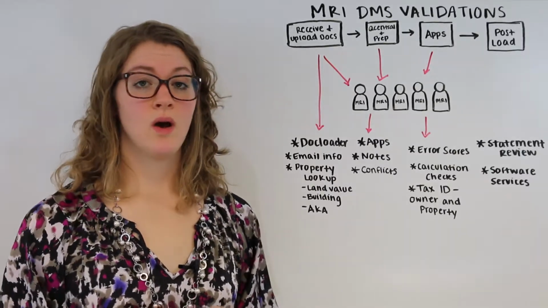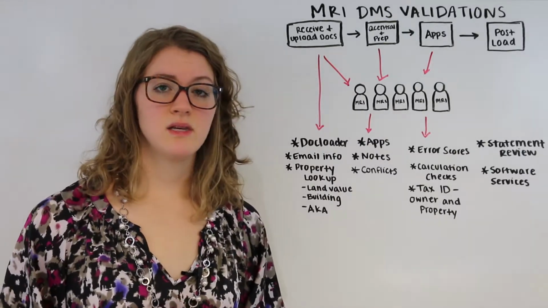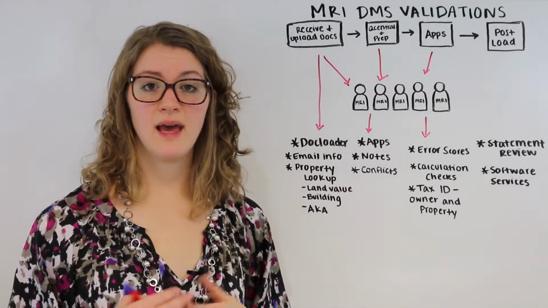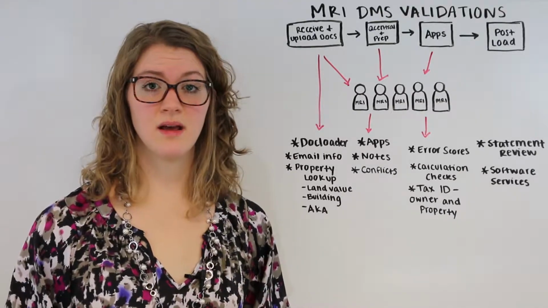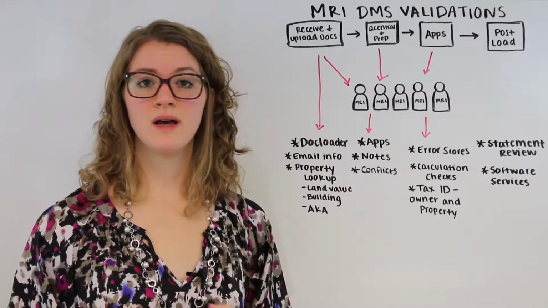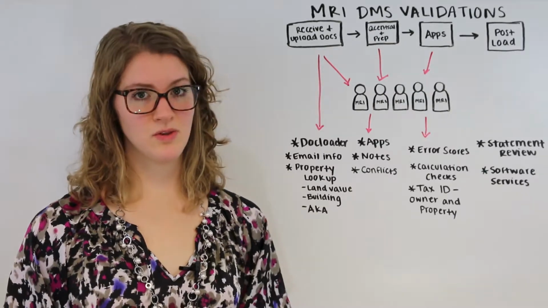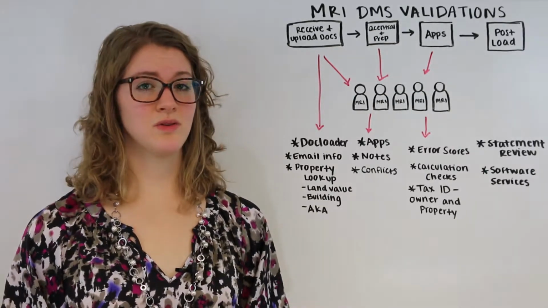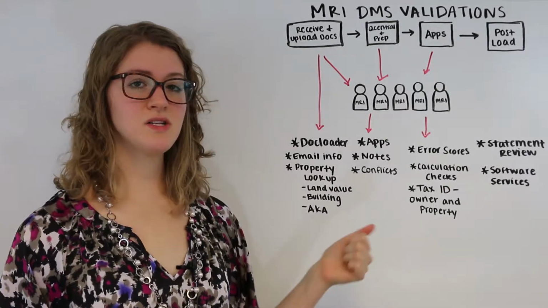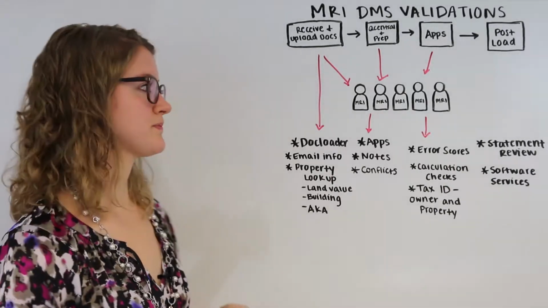Now, one of the most important validations are error scores. Error scores appear right before we load data into the SQL database. They tell us, hey, there are discrepancies in this data. It's either too high, too low, it's not consistent. Remember the 3 C's. Consistent was one of our 3 C's, and the error score validation helps us maintain that.